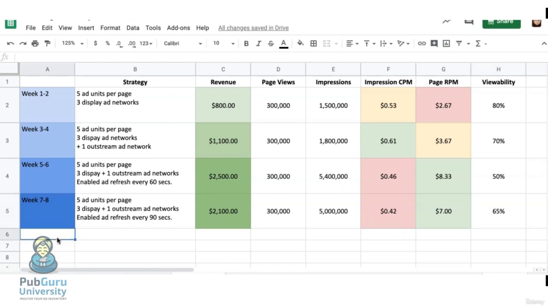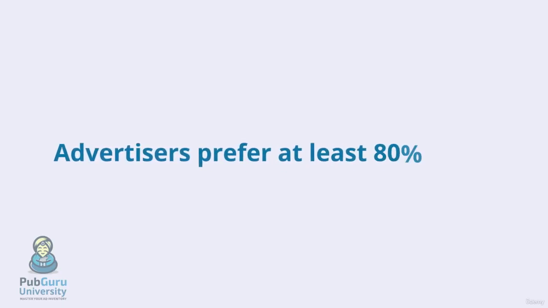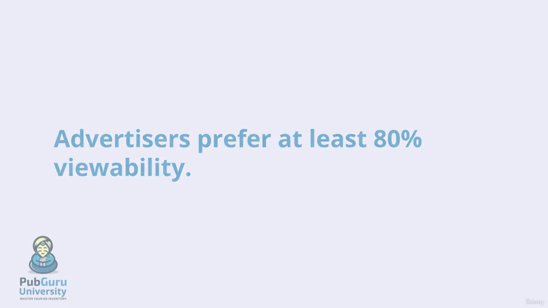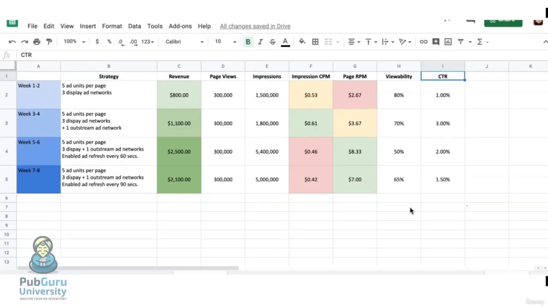You might want to continue revising your strategy until such time you find the happy middle, which means you're happy with the revenue and happy with the page RPM, including viewability. Ideally, advertisers prefer at least 80% viewability. And that's when you see ad units perform really well.